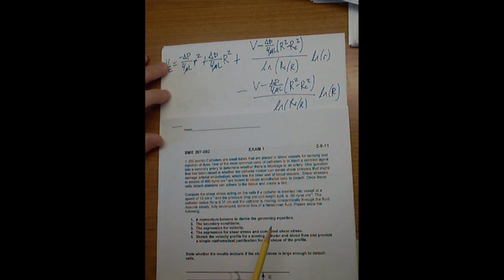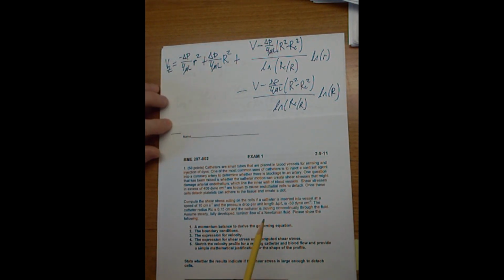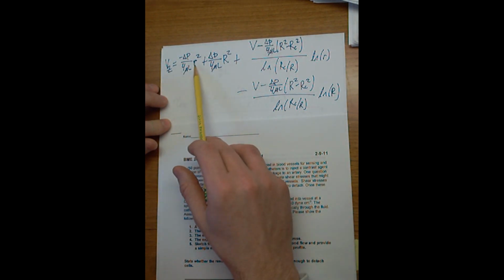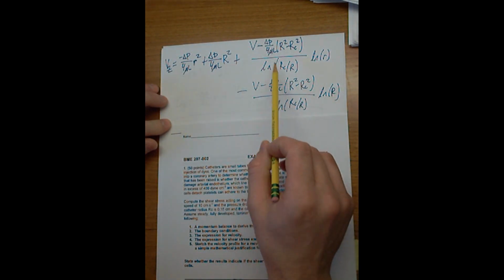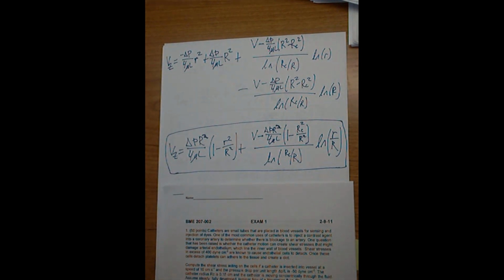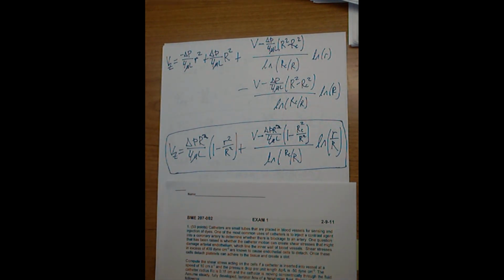So this is our velocity profile right here, and we can do some more algebra and combine certain terms. We can pull this out and combine these terms and combine these, and this is your final velocity expression of the fluid that's moving around the catheter.